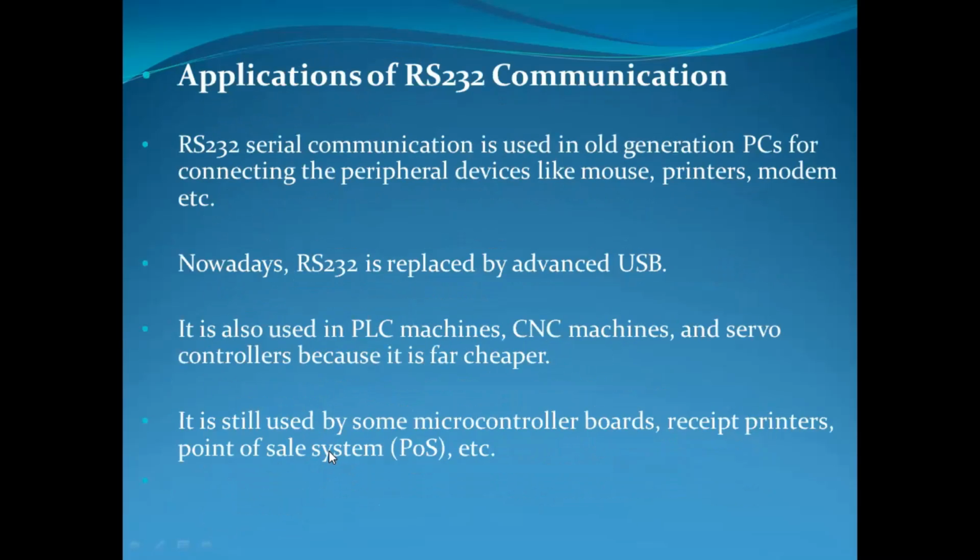Some of the applications of RS232 are as follows. RS232 serial communication was used in old generation PCs for connecting peripheral devices like the mouse, printers and modems. Nowadays RS232 is replaced by the advanced USB. It is used in PLC machines, CNC machines and servo controllers because it is far cheaper. It is also used for some microcontroller boards, receipt printers, point of sale systems, etc. These are the applications of RS232.